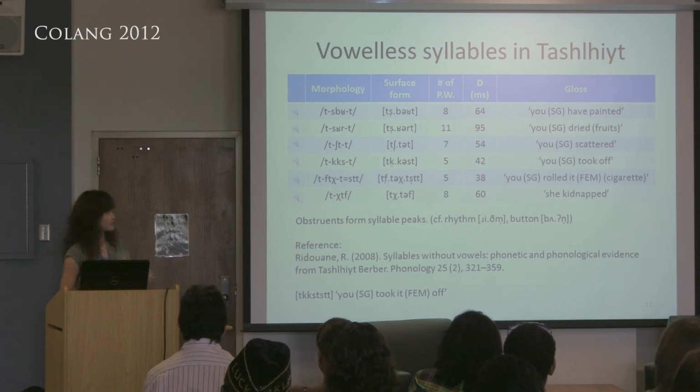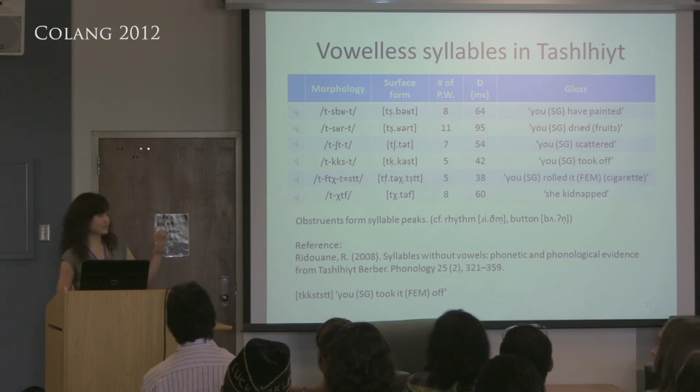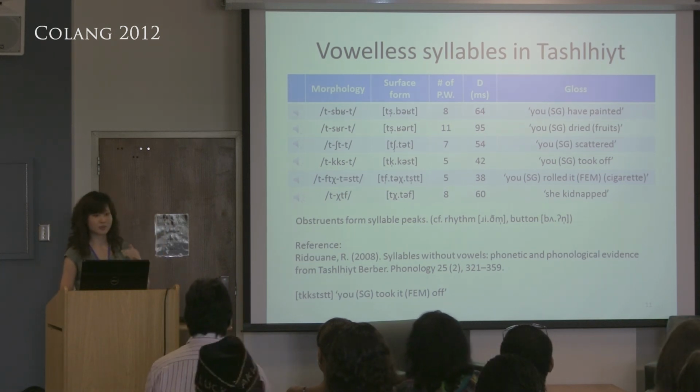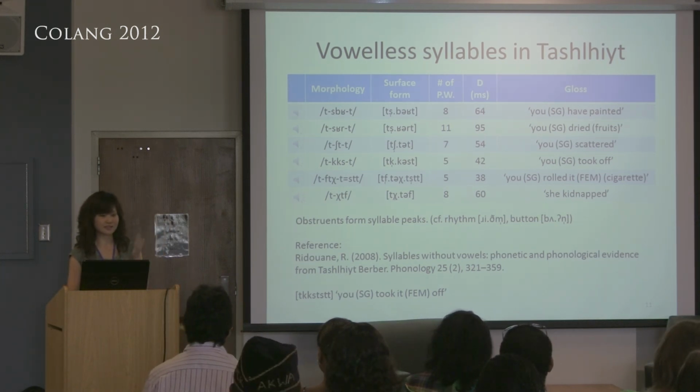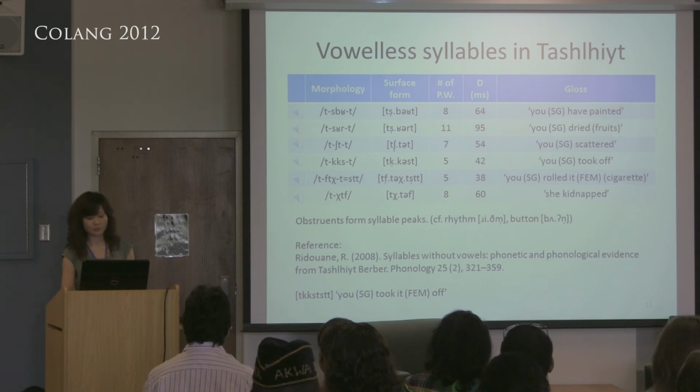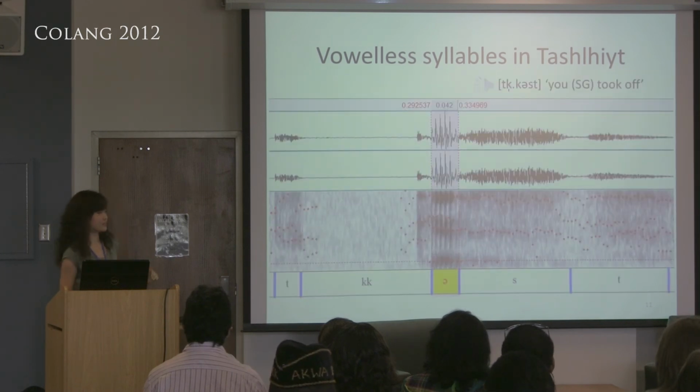So with the first syllables, yes, the obstruents can form a syllable peak. But with the second syllable, in Ridouane's data, the inserted schwa didn't occur at all. But with Absama's idiolect, I guess, his own variety, we can see the vocalic element. So I'll play the sound again.